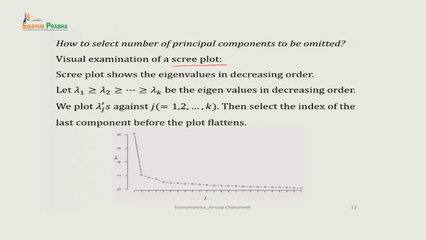So, we are plotting the lambda j's against j, and then we select the index of the last component before the plot flattens. In this graph you observe that after this point the plot almost flattens. So, you can retain the first 5 principal components, and then you can omit the remaining principal components.